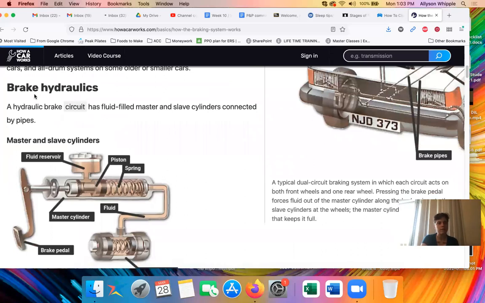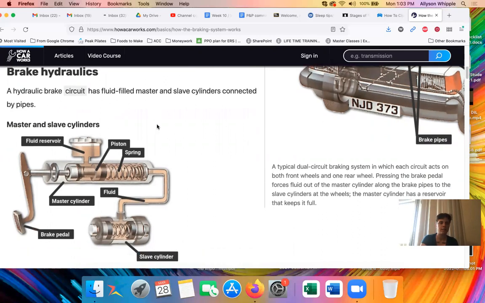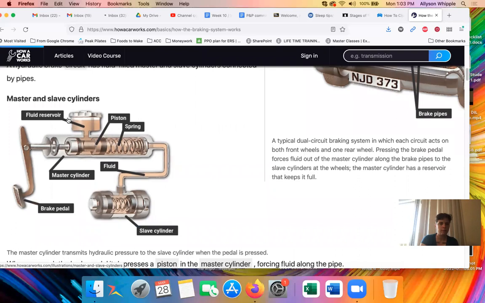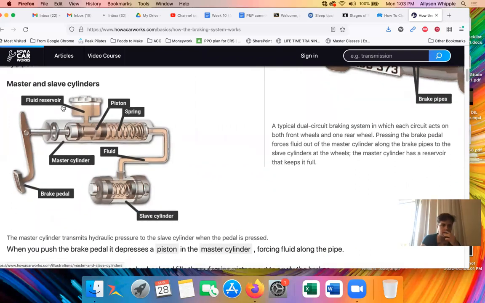Brake hydraulics. So now we've broken it into one of the components. A hydraulic brake circuit has fluid-filled master and slave cylinders connected by pipes. So we got a breakdown of the cylinder. We got both our cylinders here. And again, sorry, there's not like a more palatable term for the second syllable. I try to do that when I can, but yeah. Anyway, fluid reservoir, piston, spring, fluid, brake pedal. So really nice diagram.